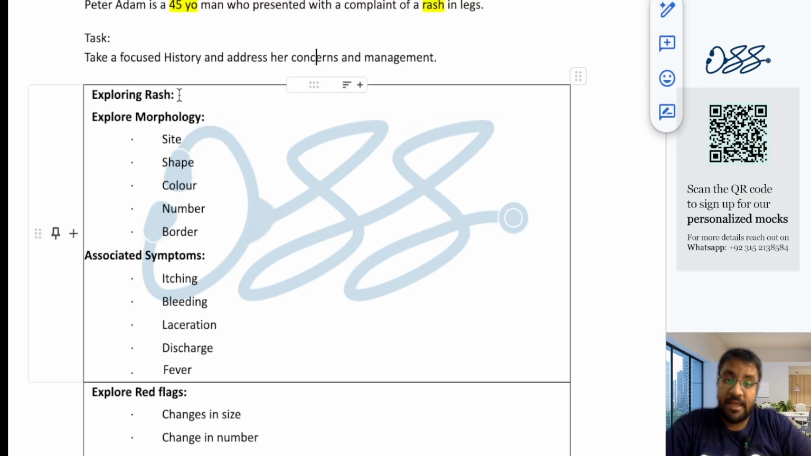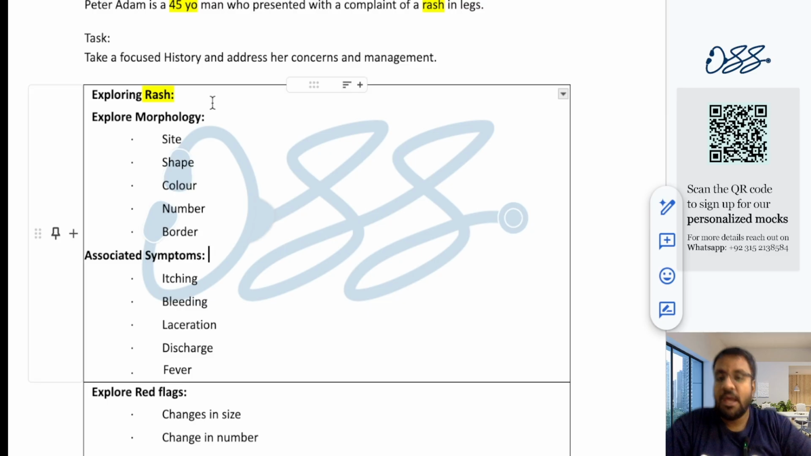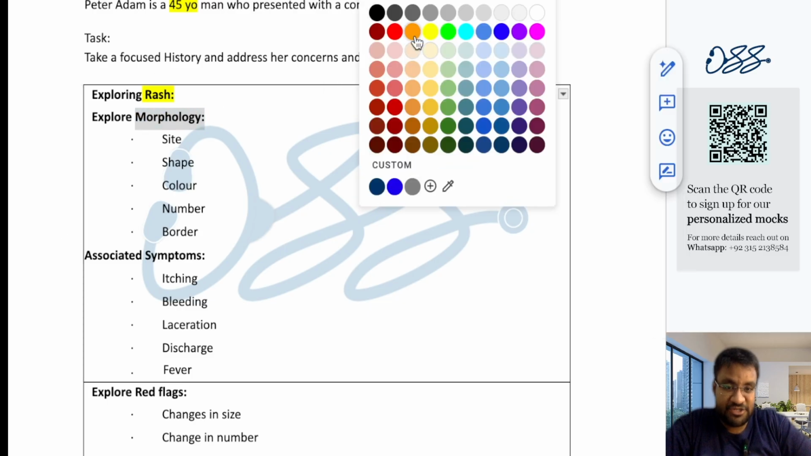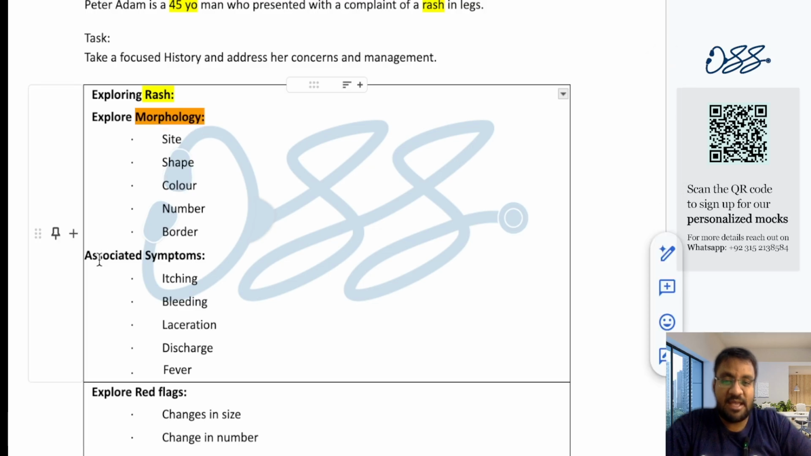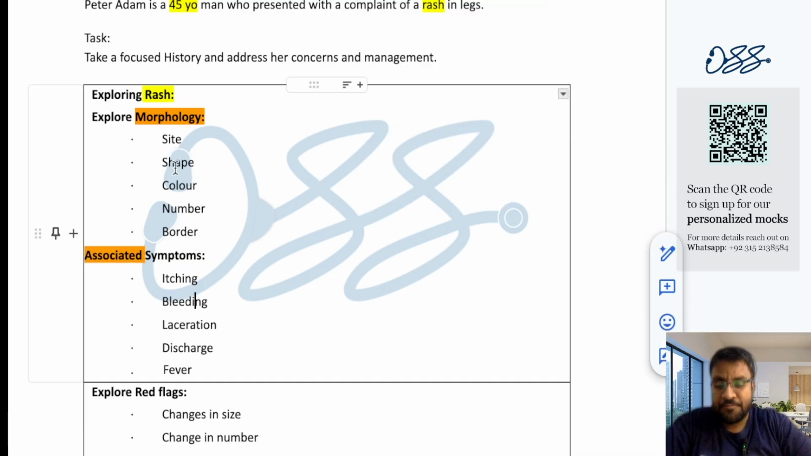the very first layer when it comes to a derma station, is basically exploring the rash itself, okay. And there are two aspects to exploring the rash. Number one is its morphology, okay, the morphology of the rash, and number two, its associated symptoms. Just like the way we did in other histories that we discussed, the associated symptoms are also present over here.